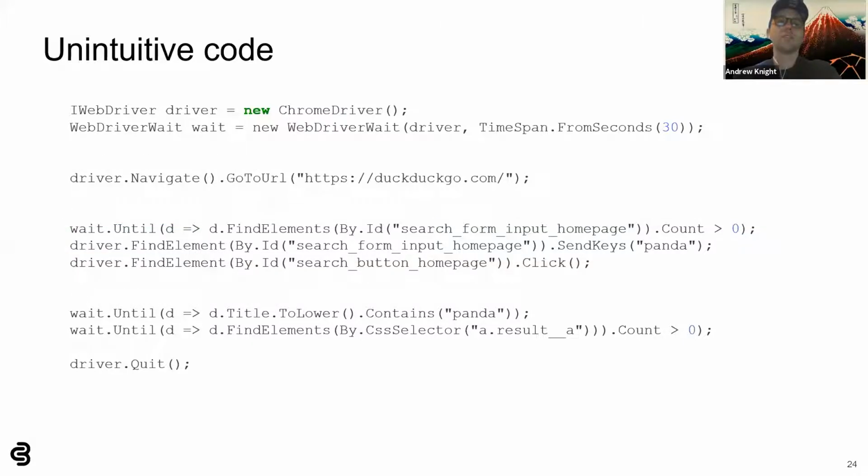Second, raw calls with explicit waits make code less intuitive. If I remove the comments from each paragraph of code, what's left is a bit of a wall of text. It is difficult to understand what this code does at a glance.